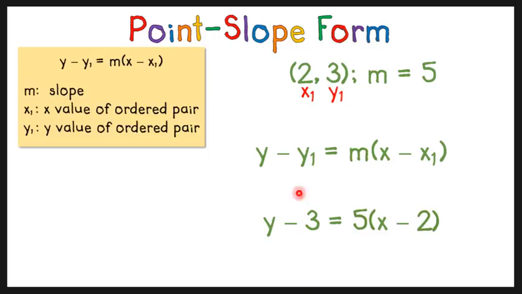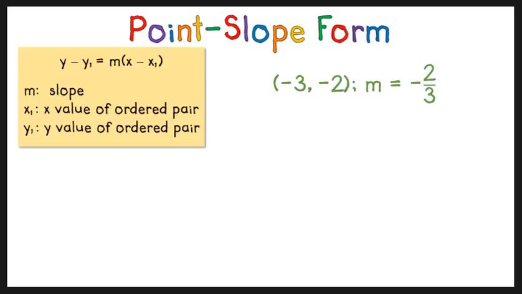Keep in mind that the minus portion is a part of that formula. So it doesn't mean that that's a negative 3 because it's a positive 3 in the ordered pair, but the formula states it's y minus, so that's where those minus signs come from.